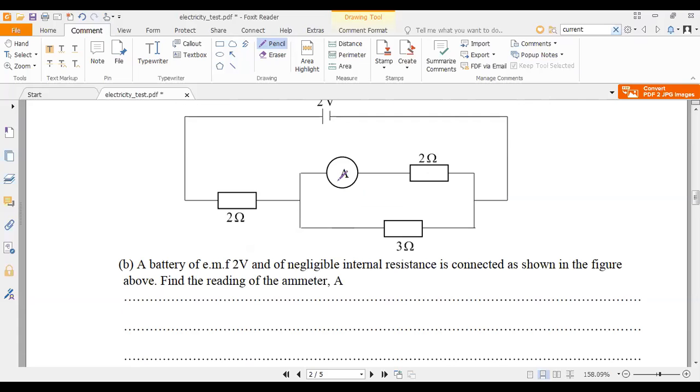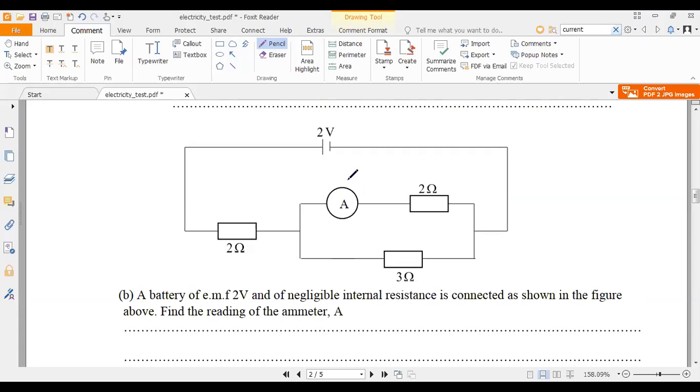Then the next question, we have a circuit here. You can see how it is arranged. We have a source which is a battery of EMF 2 volts connected to this resistor of 2 ohms, which is in series with these two which are in parallel. The 3 ohms resistor and the 2 ohms resistor are in parallel, but when you combine them, they are in series with the 2 ohms resistor.